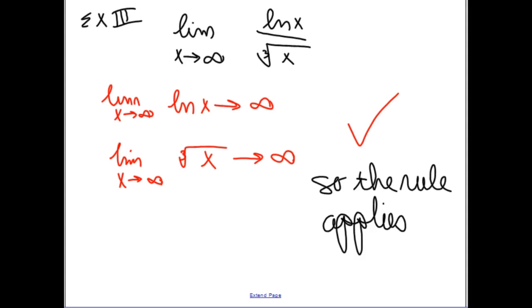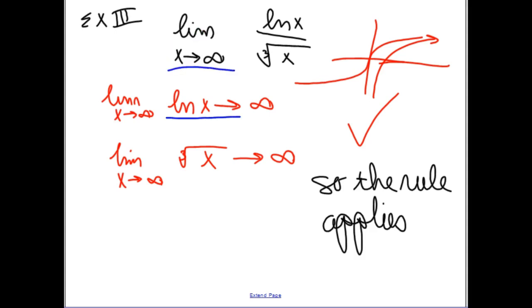So another example. Find the limit. Well, as x goes to infinity, natural log is going to infinity. Natural log, of course, looks like that. And cube root of x looks like that. And as x goes to infinity, it also goes to infinity. So the numerator is going to infinity and the denominator is going to infinity. So I got infinity over infinity. The rule applies.